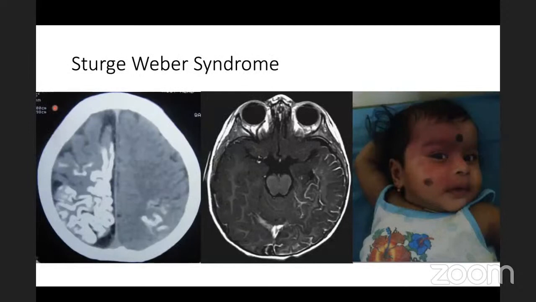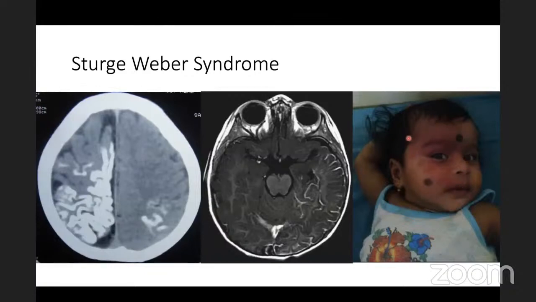Another cause of calcification is Sturge-Weber syndrome. Sturge-Weber syndrome is due to a vascular malformation in the pia mater of the brain. Corresponding to that, in the trigeminal or even the lower distributions of the fifth nerve, you can have these port-wine stains, right?